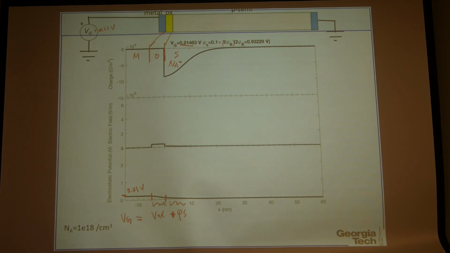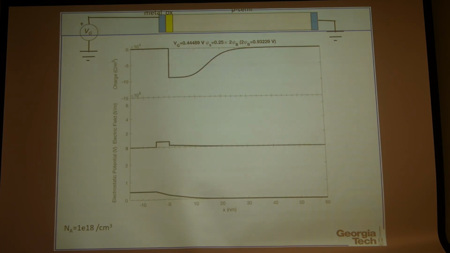So you can see what will happen as we increase the gate voltage. Okay, so I will play this. Just watch this. So now increase to 0.44 volts of the gate voltage. Phi s now is a quarter of 2 phi b. So you see the difference here, from here to here. The depletion width increases, right? So this is still in the depletion condition because phi s is just a quarter of 2 phi b.